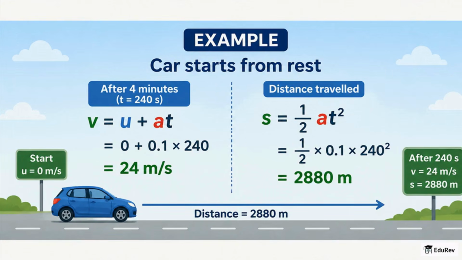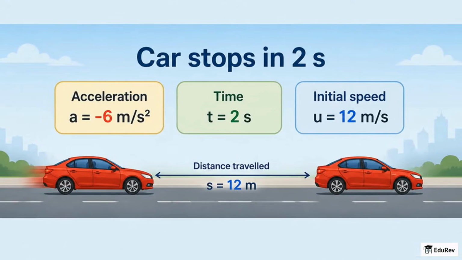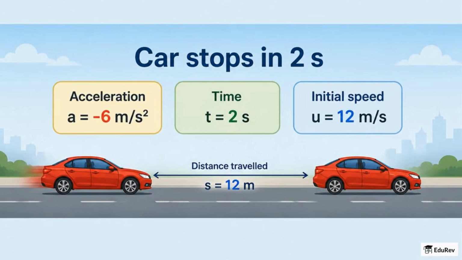2880 meters. In another example, brakes giving a = −6 meters per second squared stop a car in 2 seconds. So initial speed u equals 12 meters per second and the car travels 12 meters while stopping.